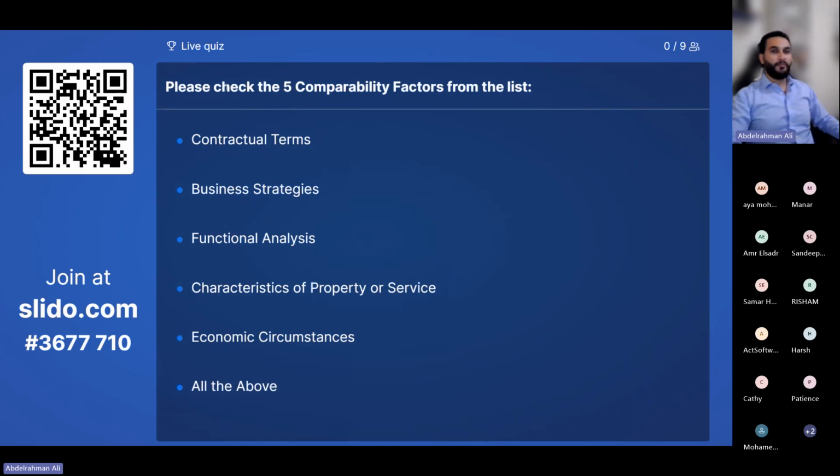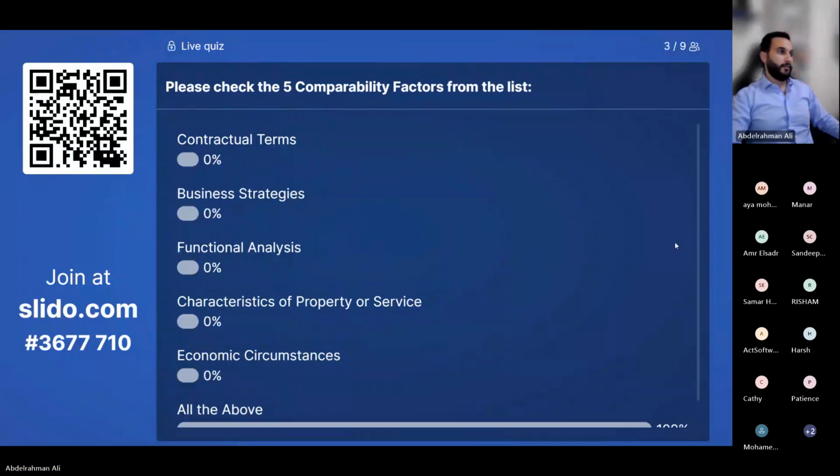So the last question, maybe this is the last, we'll see. I think this is the second last. Yeah, maybe second last. So please check the 5 comparability factors from this list. 3 of you have had all of the above. Maybe the rest will have the same. So is it contractual terms, business strategies, functional analysis, characteristics of property or services?